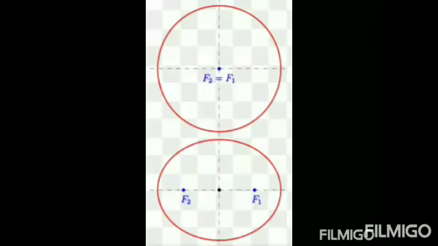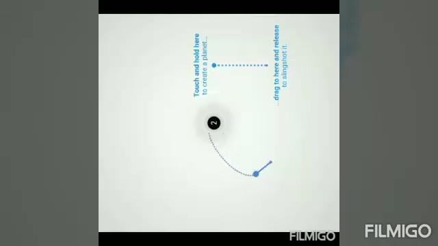So Kepler's first law states that the planets move around the Sun in elliptical orbits in such a way that the Sun remains at one of the foci of the ellipse.